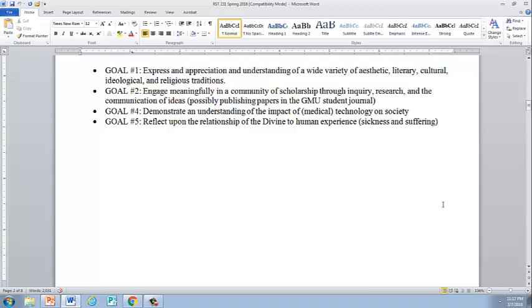Next, engage meaningfully in the community of scholarship. Maybe some of your case studies you're going to work on, I'll tell you about that in a second, you can submit to the Gwen and Mercy Student Journal.